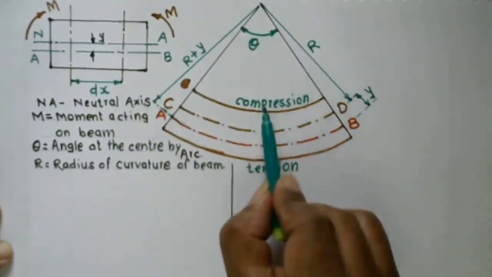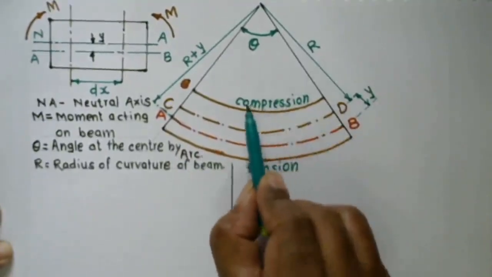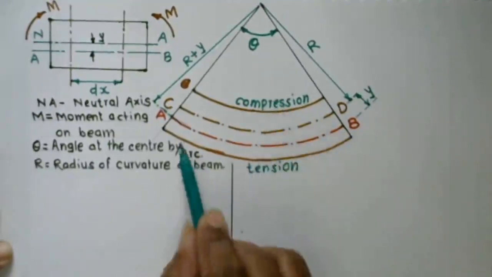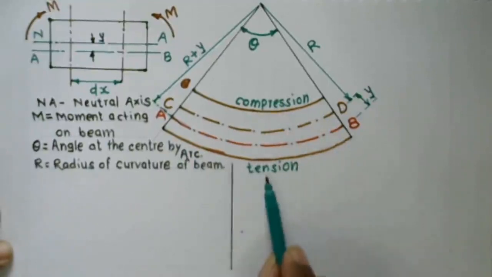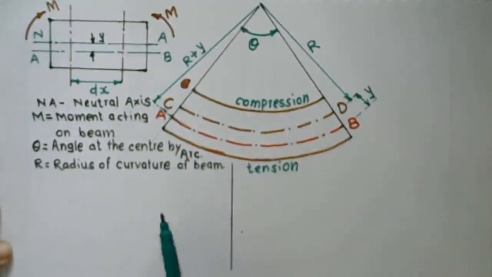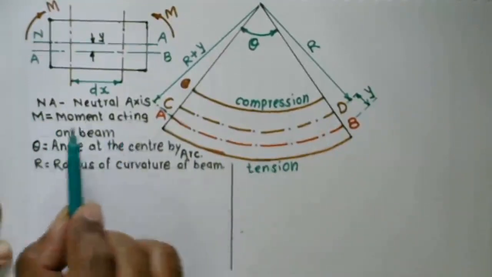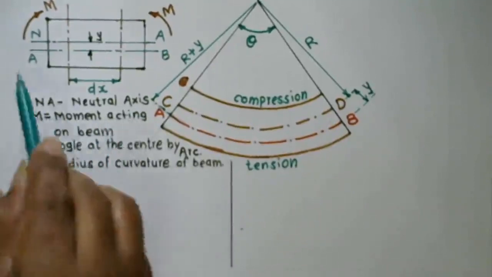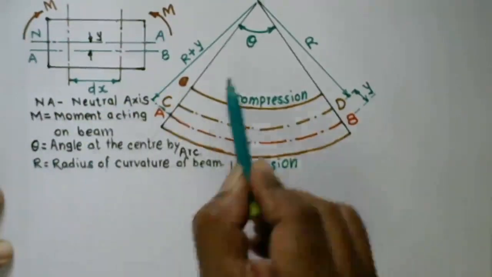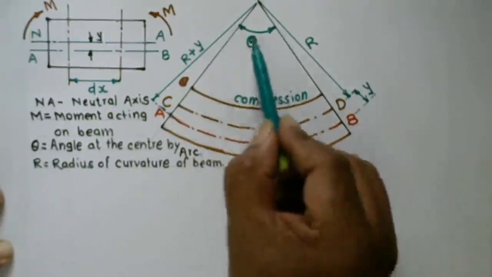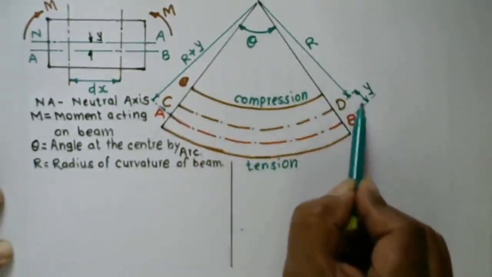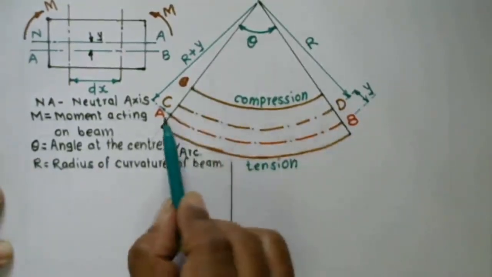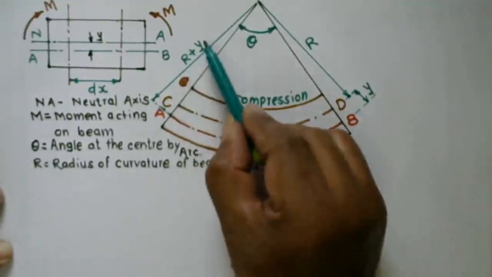So when the beam is loaded, compressive stresses are induced at the inner section, whereas the outer fibers or outer layer of the beam is under tension. Here is some terminology: NA is the neutral axis, M is the moment acting on the beam, theta is the angle at the center by the arc, and R is the radius of curvature of the beam for the neutral axis, and the radius of layer AB is R plus y.